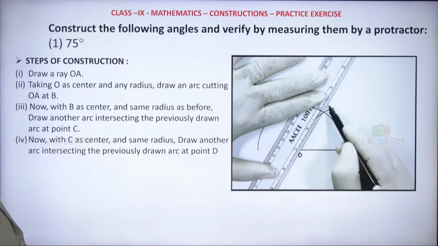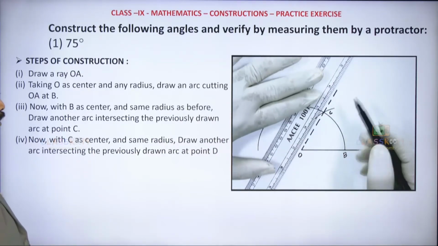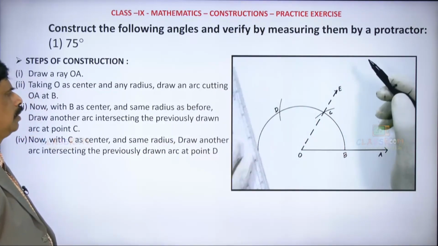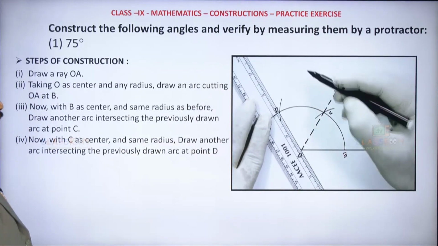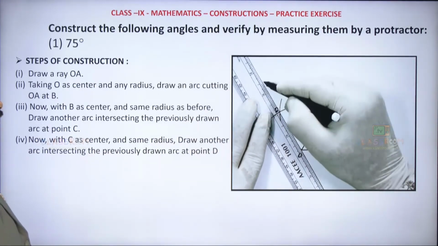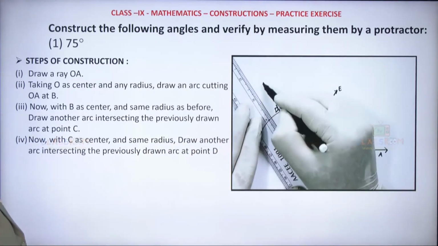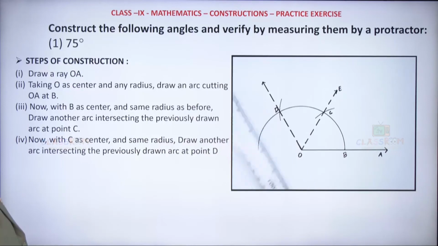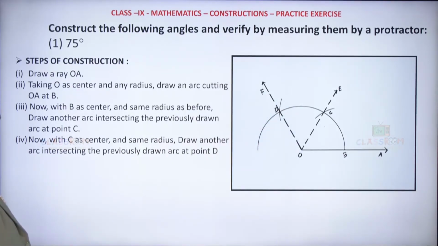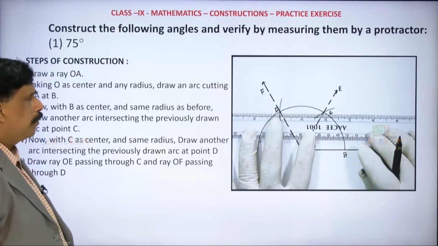So now draw a ray through C, name it as E. Draw another ray through D, so name it as F. Clear? So now join C to D.